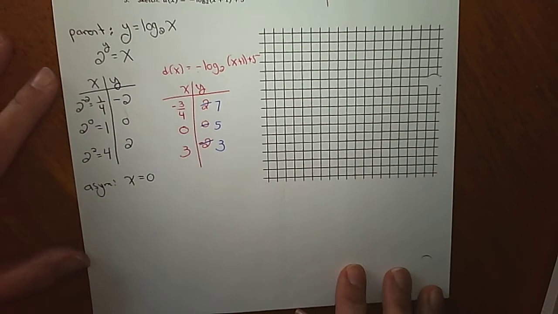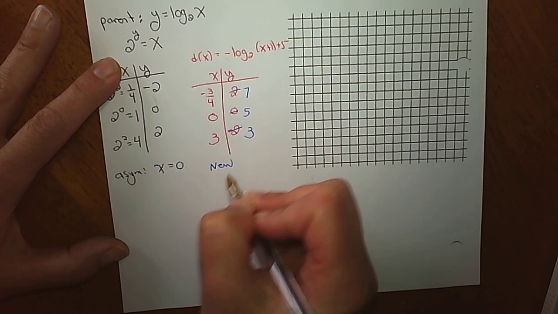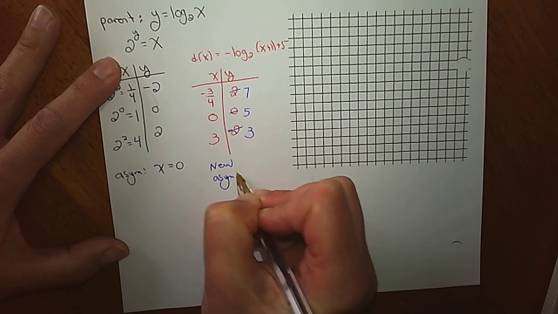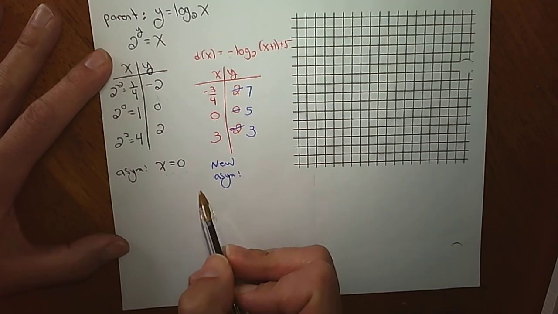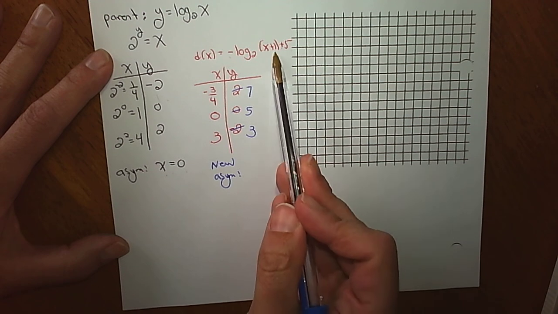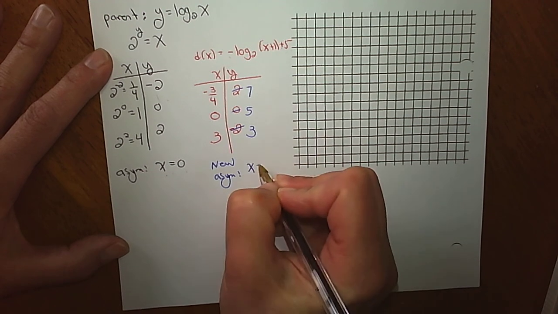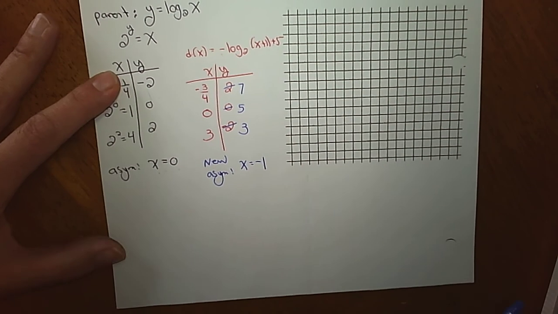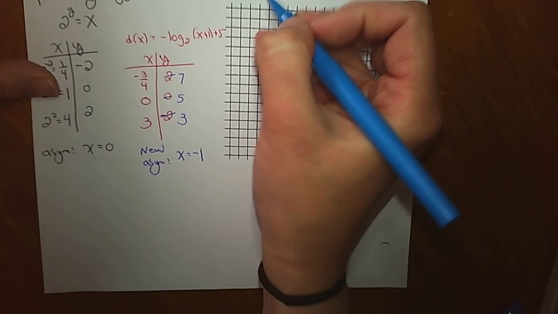Actually, let's get the new asymptote first. The old asymptote is x equals 0. What did we do to the x's? We subtracted 1 from the x's. So the new asymptote is x equals negative 1.